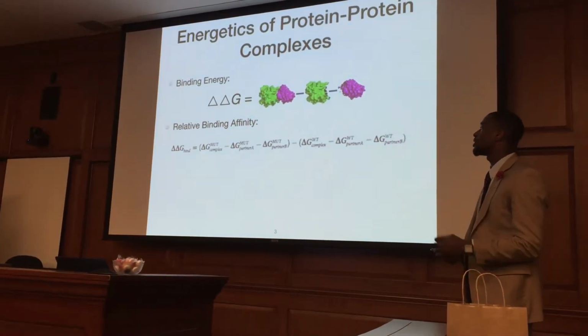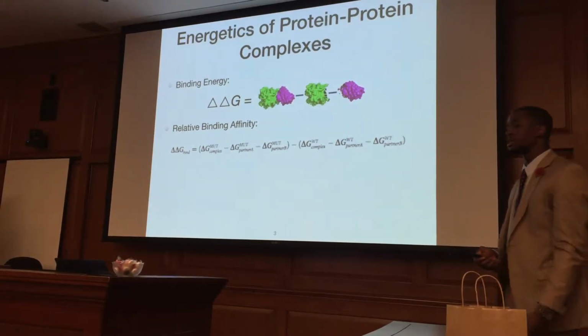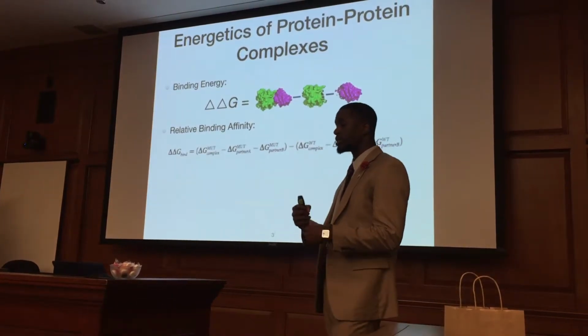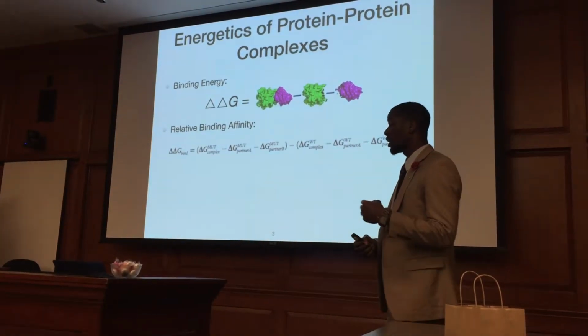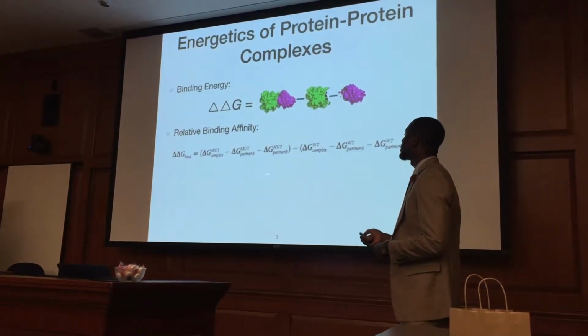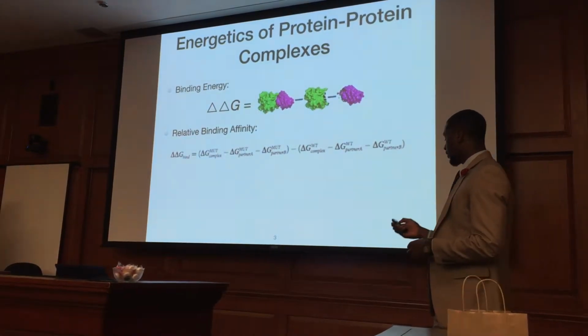To mathematically calculate the relative binding energy, say if we introduced a mutation to the binding site between these protein interactions, we would take the binding energy of the mutant and we would subtract that from the binding energy of the wild type.